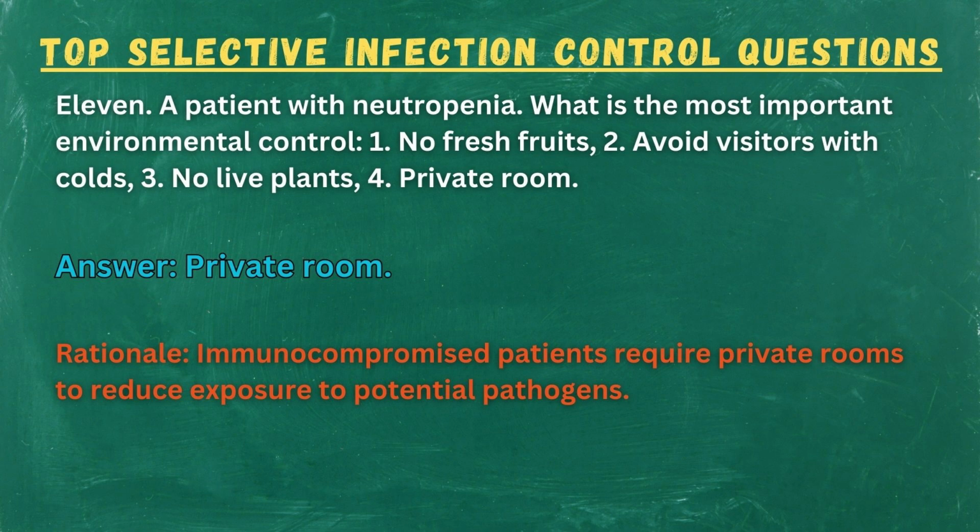11. A patient with neutropenia. What is the most important environmental control? 1. No fresh fruits. 2. Avoid visitors with colds. 3. No live plants. 4. Private room. Answer: Private room. Rationale: Immunocompromised patients require private rooms to reduce exposure to potential pathogens.